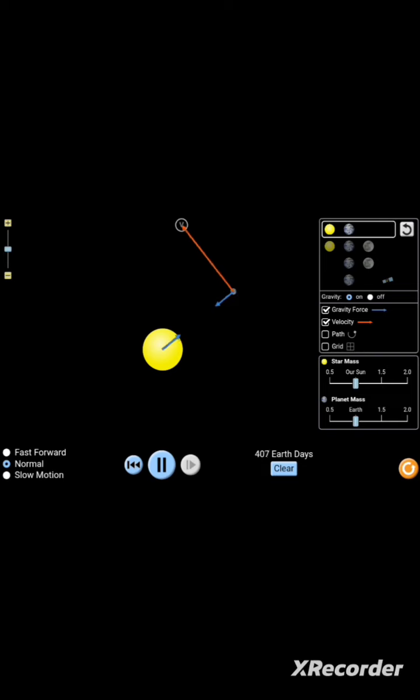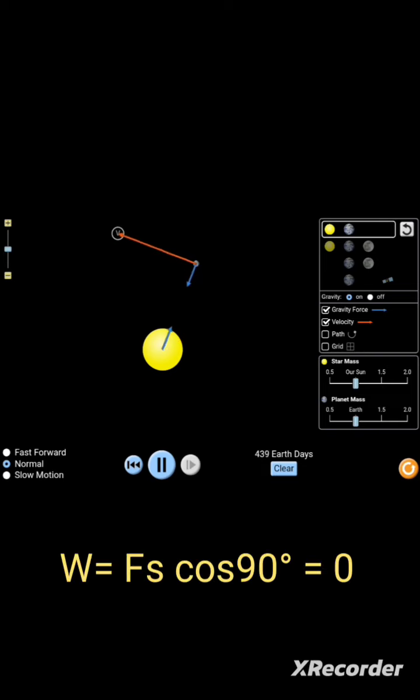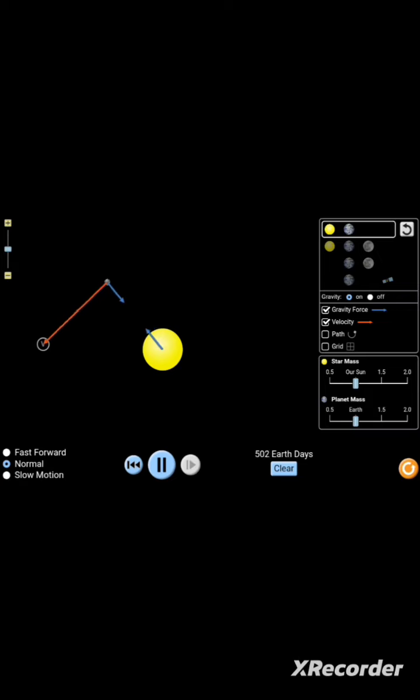As you can see here, this planet is moving around the sun with a constant speed. This is uniform circular motion. So at each and every position, the angle is 90 between force and the displacement. So the work done by the force is 0.